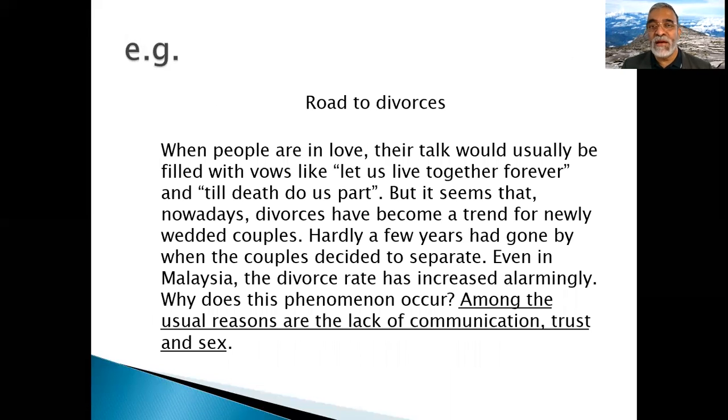Okay, let's see an example of an introductory paragraph. Road to divorces. Let's look at this paragraph. You can read with me together. When people are in love, their talk would usually be filled with vows like, let us live together forever, and till death do us part. But it seems that nowadays, divorces have become a trend for newly wedded couples. Hardly a few years had gone by when the couples decided to separate. Even in Malaysia, the divorce rate has increased alarmingly.